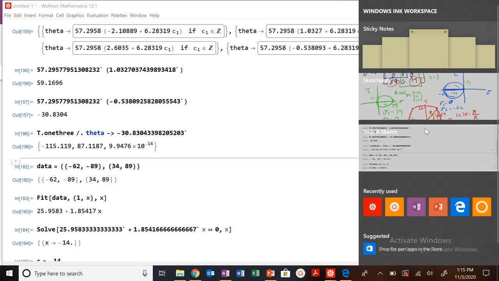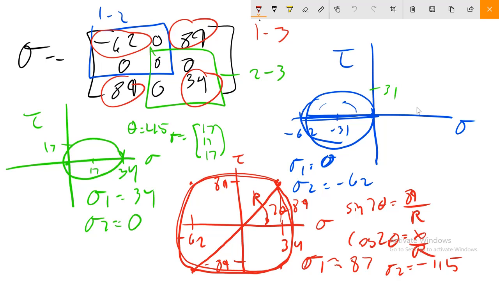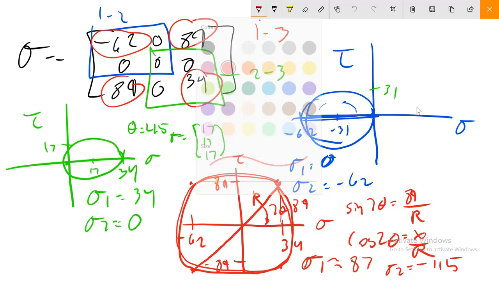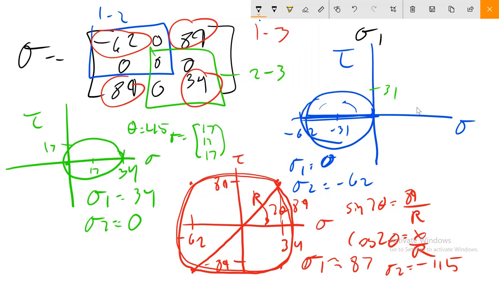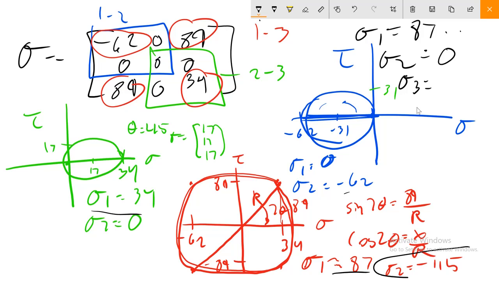And now let's try to draw our full 3D Mohr circle state. So what is our sigma 1? What is the largest sigma 1 value? So 34, we have 87, and then where's my other one? 0. Okay, so sigma 1 is going to be this 87 point something. Sigma 2 is going to be the largest of my sigma 2's. So that doesn't work, so that's 0. Then my smallest is going to be minus 115.